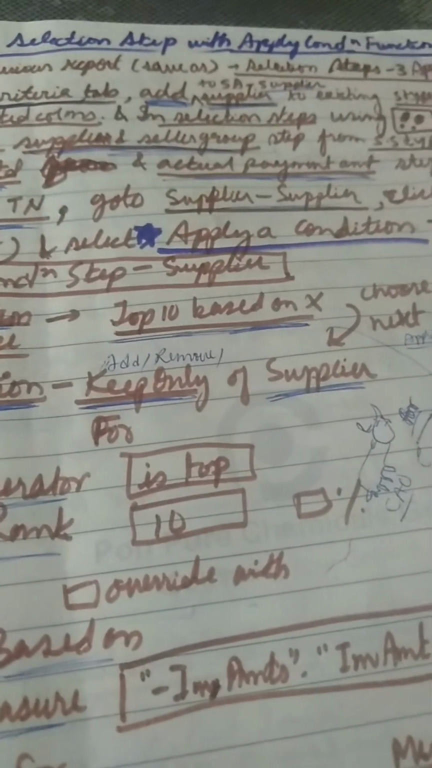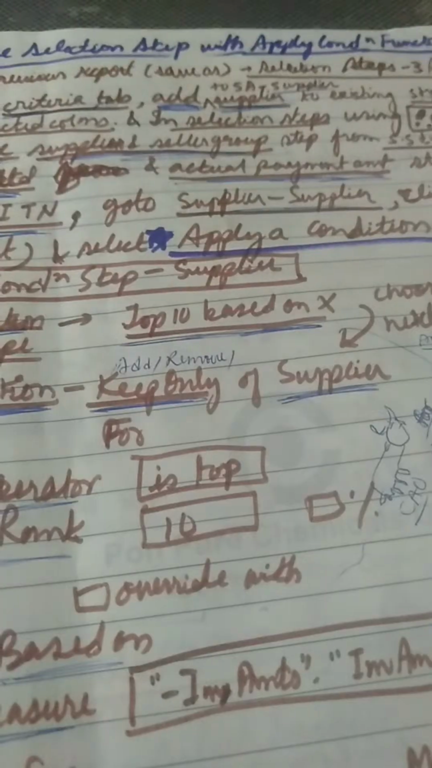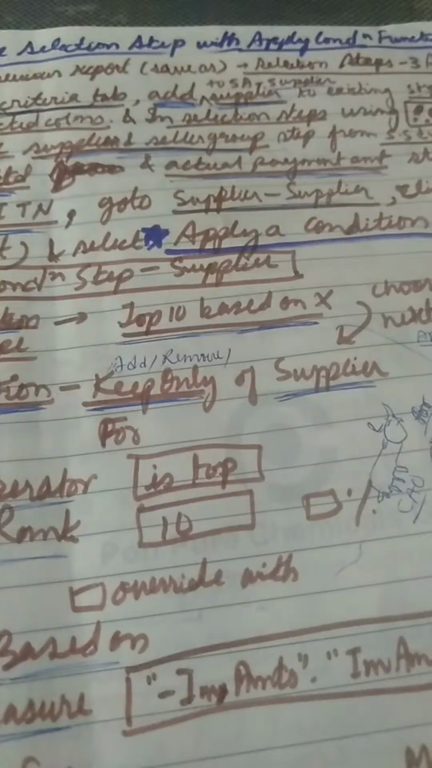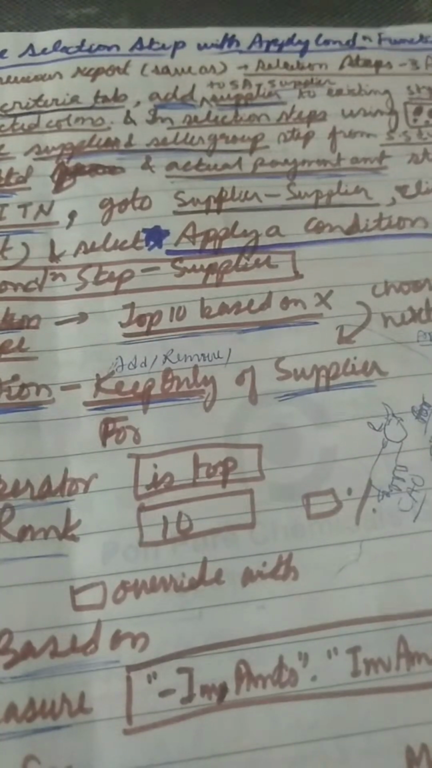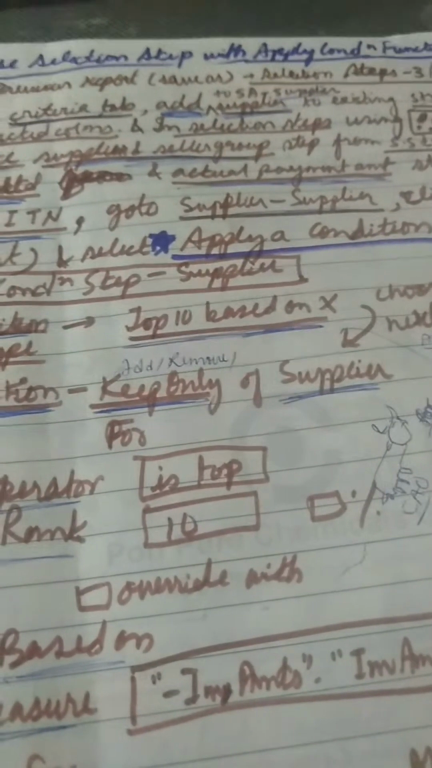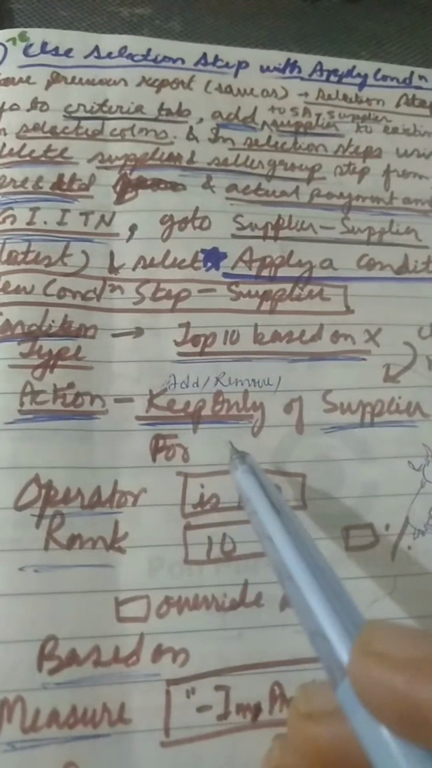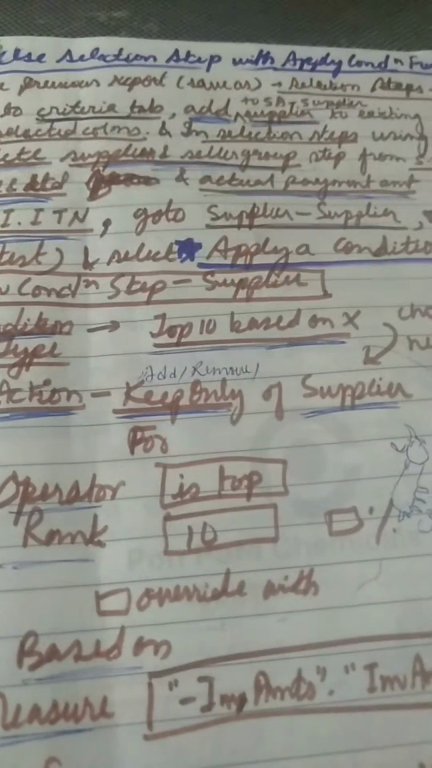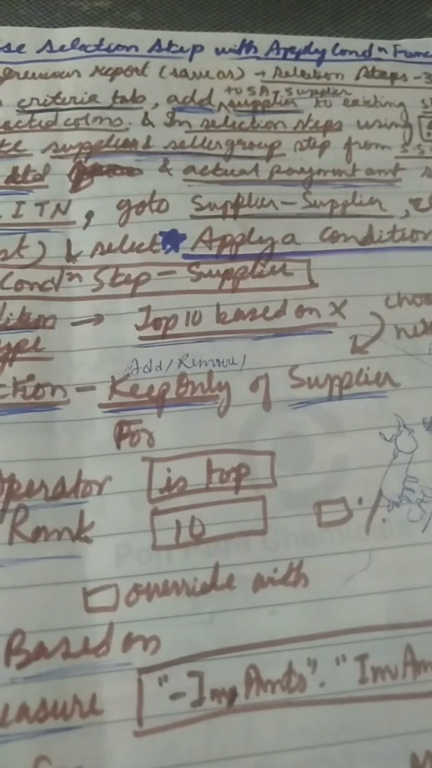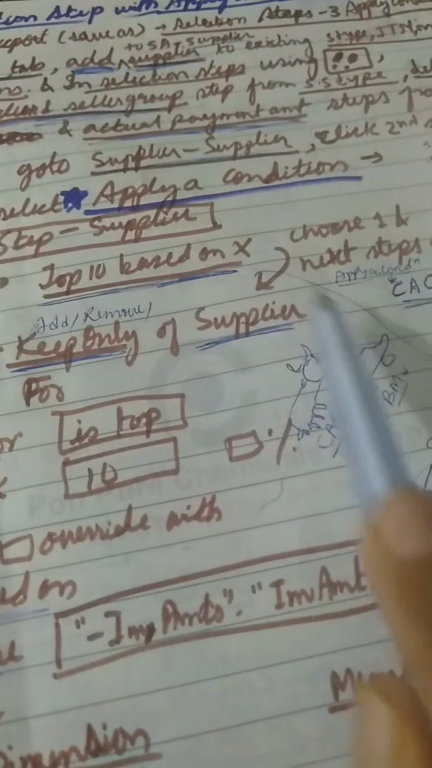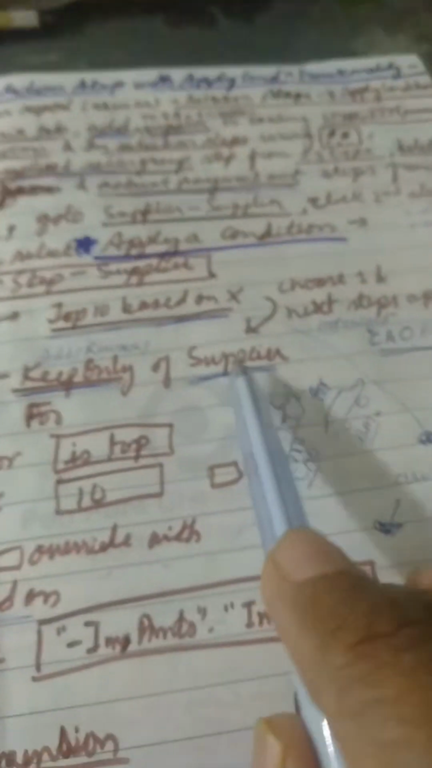If, let's say, you want an output without the top 10 highest invoice amount values, all the suppliers with those top 10 values, then you can use remove here. Those values will be removed and the rest of the things will be present. So here add, remove and keep only. I am using keep only of supplier. This is selected.